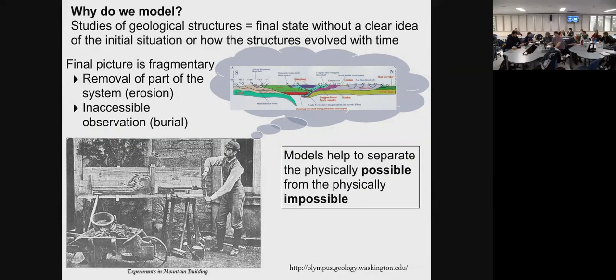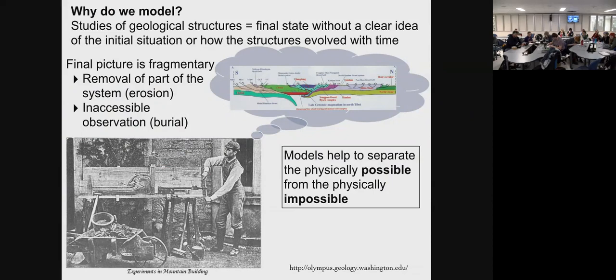Two, so there's the concept of time here that we're missing when we're looking at a finite deformation feature in an outcrop. Two, what we're looking at is very much fragmentary. If we're looking at an orogenic system, for example, there's a lot of components that are not there anymore, that have been removed from the system by erosion, for example.